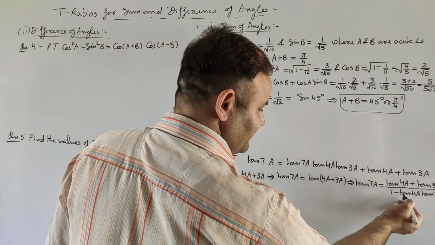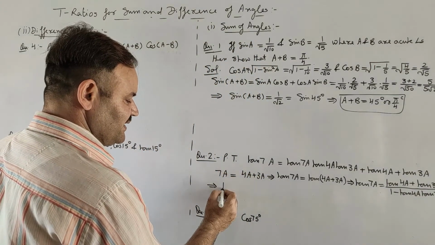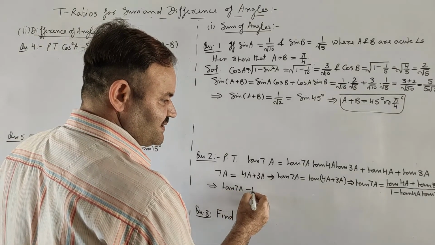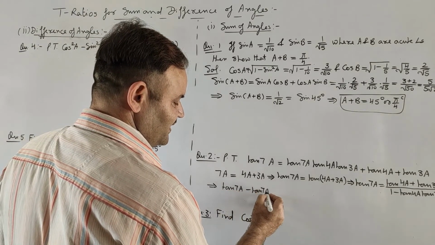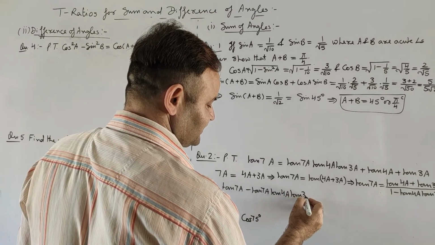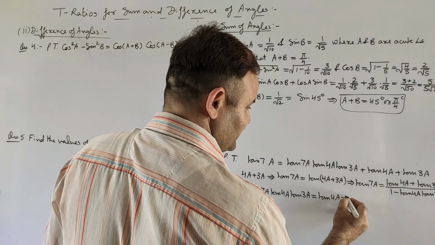If we bring 1 minus tan 4A tan 3A to LHS, it will give tan 7A minus tan 7A tan 4A tan 3A is equal to tan 4A plus tan 3A.